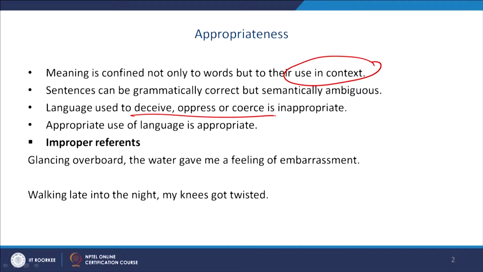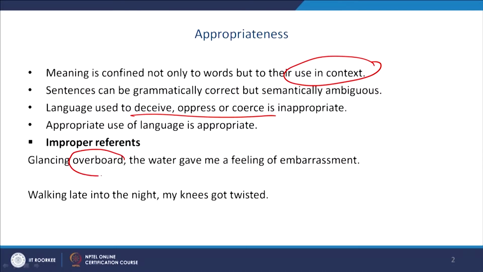Now, what people do, you will find that as we discussed in the previous lecture, that sometimes either because of hurry or because of our carelessness, we make use of improper referents and then we commit a sort of ungrammaticality and the meaning is destroyed, the meaning is obscured. You may have a look at these two expressions which have been given here. Glancing overboard, the water gave me a feeling of embarrassment.